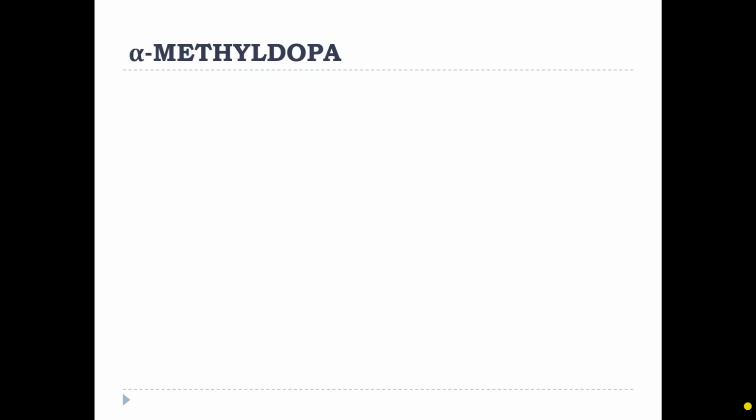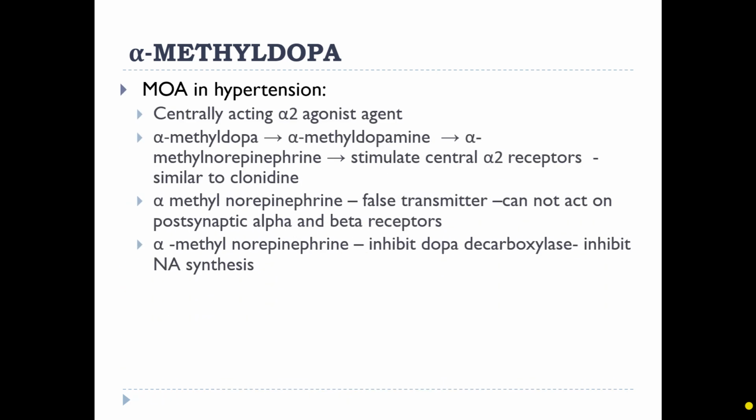Next drug is alpha methyl dopa. Its mechanism of action in hypertension is that it is also a centrally acting alpha 2 agonist agent. Alpha methyl dopa is converted into alpha methyl dopamine. This alpha methyl dopamine is converted into alpha methyl norepinephrine, which will stimulate the central alpha 2 receptor, which is similar to clonidine. Alpha methyl norepinephrine also acts as a false neurotransmitter and cannot act on postsynaptic alpha and beta receptors. So, alpha methyl norepinephrine inhibits the dopa decarboxylase and inhibits the norepinephrine synthesis also.